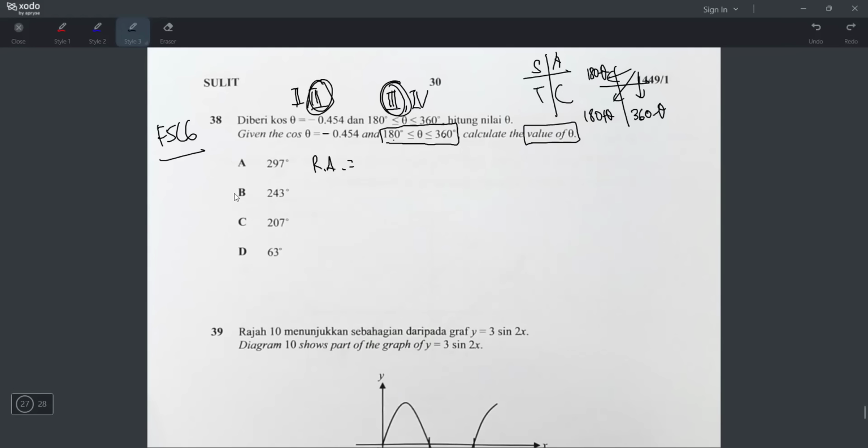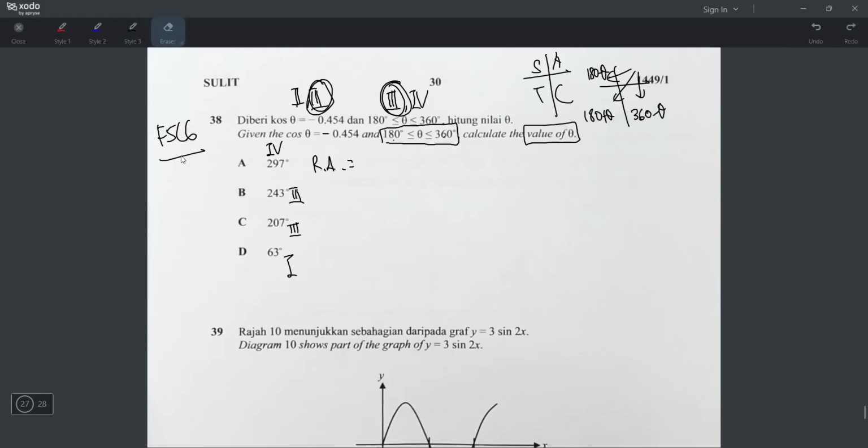Eh, quadrant 3 is more than 180 but less than 270. B is the answer. A is a quadrant 4 answer. C is a quadrant... oh, C is also quadrant 3. Okay, D is quadrant 1. And then this one is quadrant 3. More than 180, less than 270, right? So actually we don't know B or C.